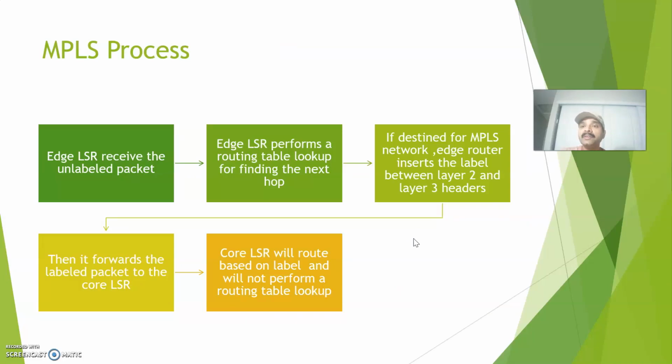Now let us see the MPLS process in overview. First, the edge LSR, that is the LER, the label edge router, receives the unlabeled packet from the customer edge router. First, it will always perform the routing lookup. The LER always performs the routing lookup and checks the next hop. If the next hop is destined for MPLS, then it will insert the label. That is the reason I told you, first it will check whether it is MPLS.